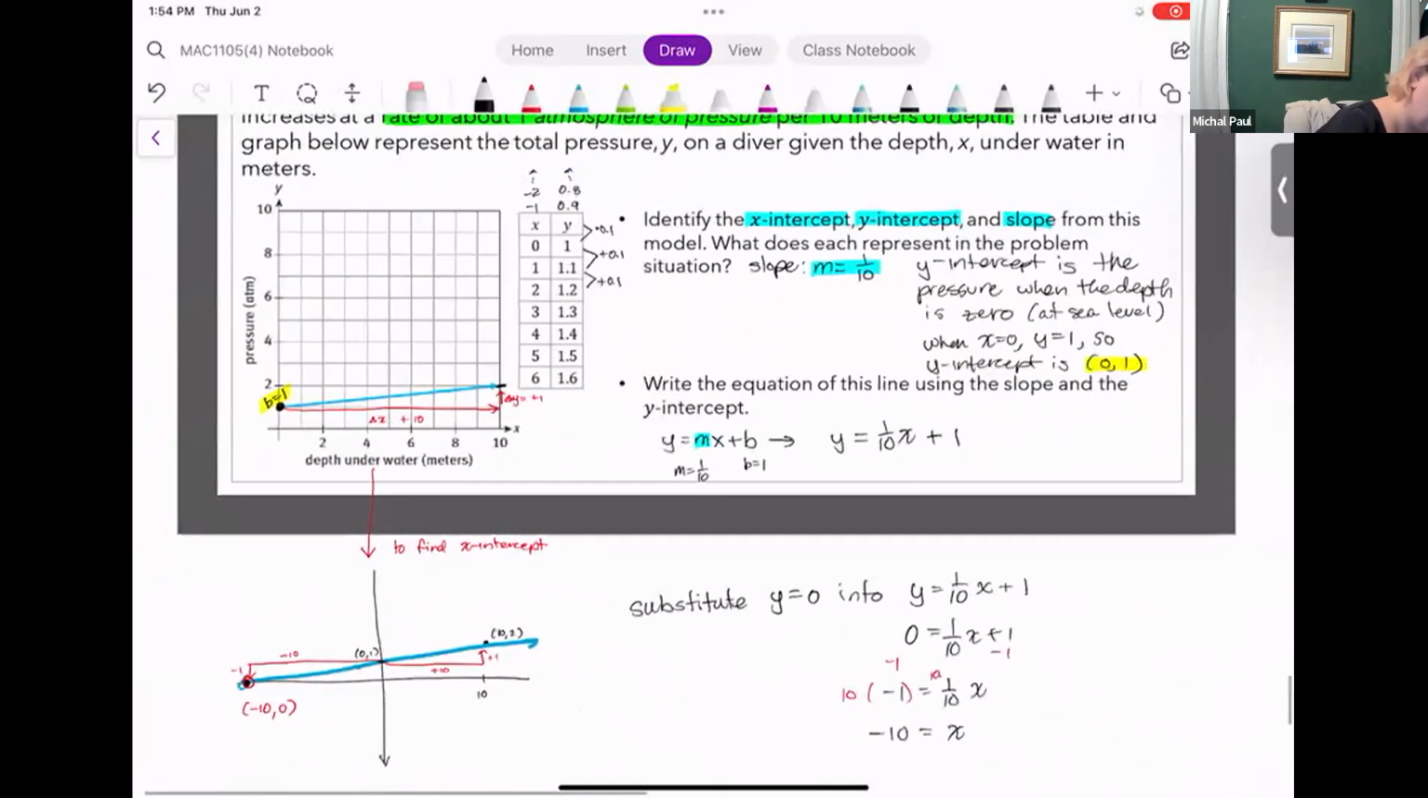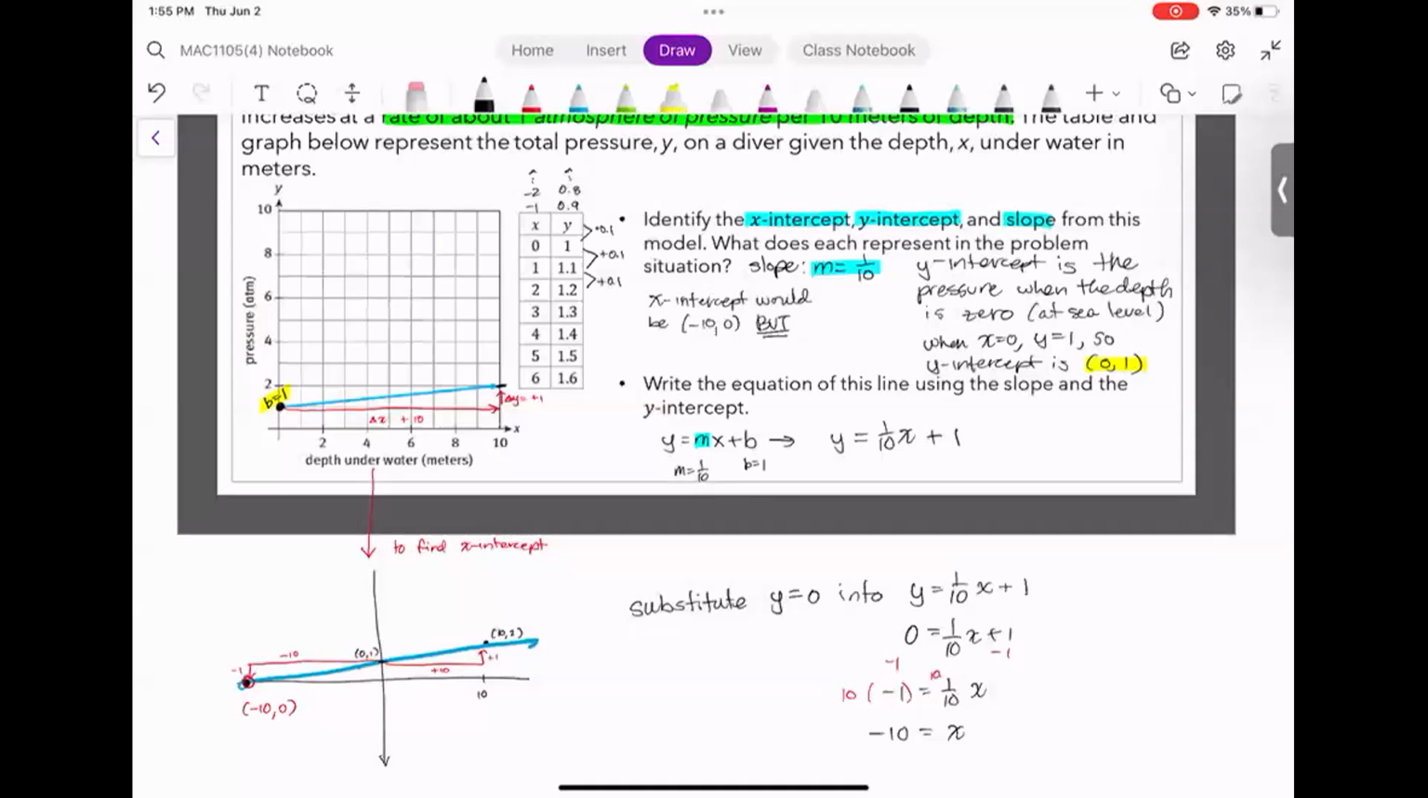But the reason that this is included on here, but what does negative 10 feet of depth mean? So when x is negative 10, the pressure is 0. But what is negative 10 on x? Like, what does that mean in the context of this problem? Since we're going underwater as x increases, when x decreases, I'm going above water.